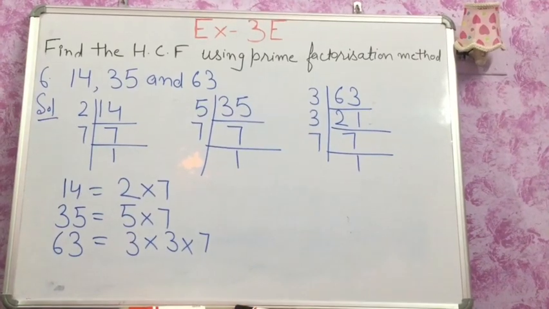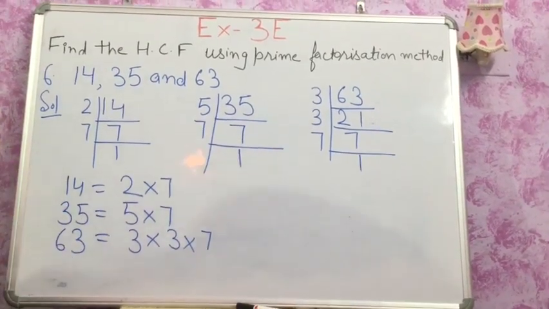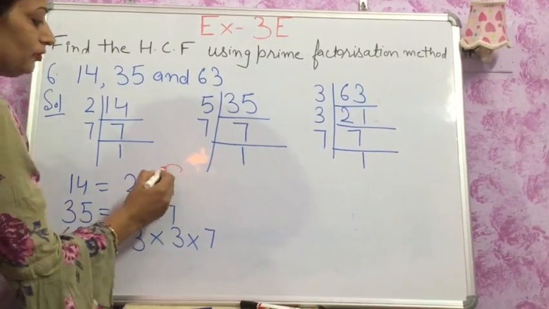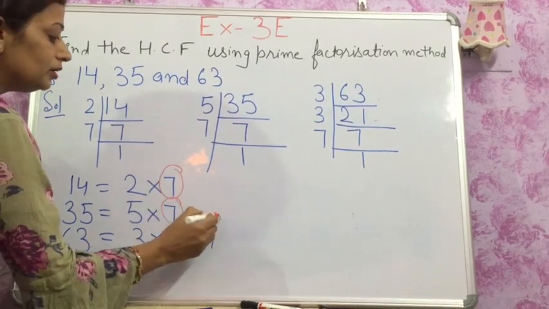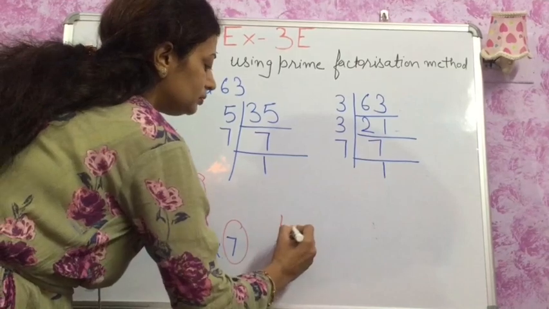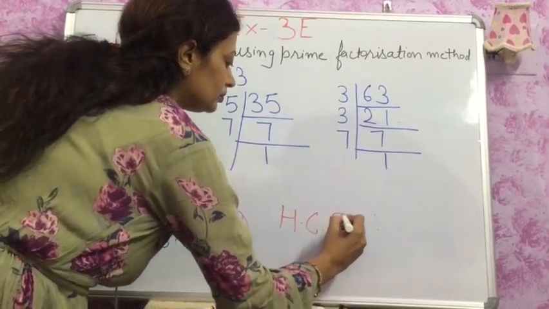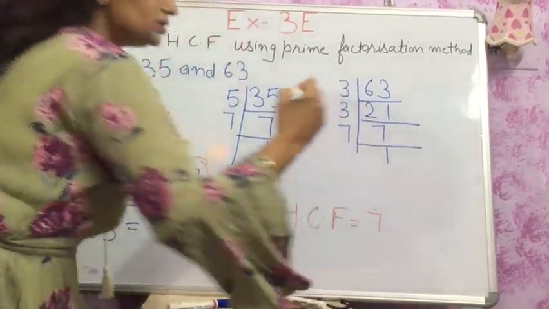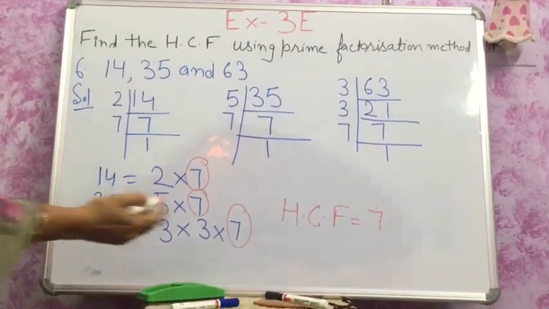To find the HCF, we have to find the common factors. The common factor is 7 here. There is only one common factor. So our HCF is 7. Now let's check our answer.